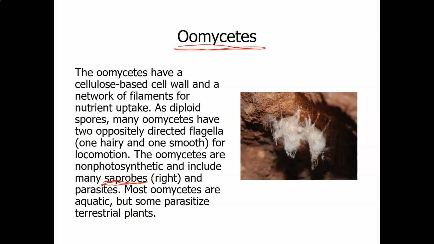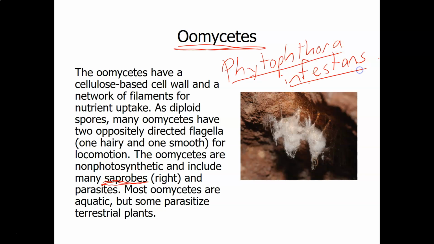And one that you're going to see near the end of this slideshow is a parasite of potatoes, and it causes potato blight. It is Phytophthora infestans, which is the scientific name of it. So that's an example of an Oomycete.